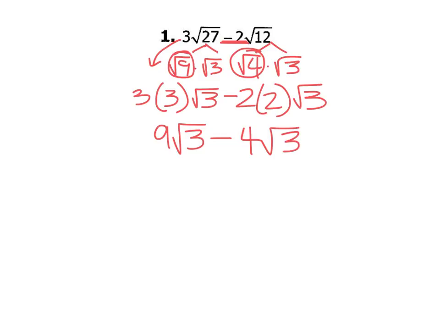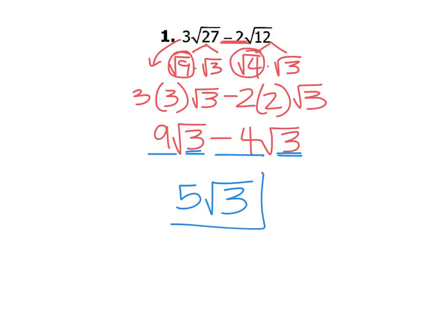Then we see that they have the same index. They're both square roots. They have the same number inside, or they have the same radicand. So then we can take the coefficients, 9 and negative 4, right? We can do 9 minus 4 gives us 5, and we keep the same radicand. We keep the same square root. So our final answer is 5 rad 3.